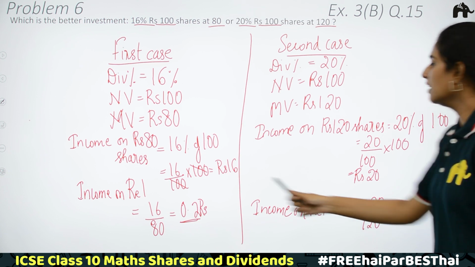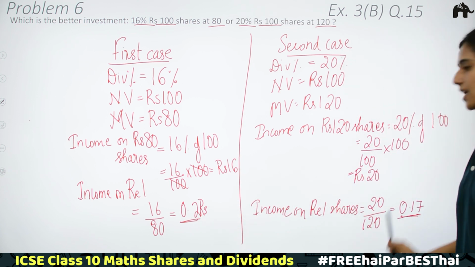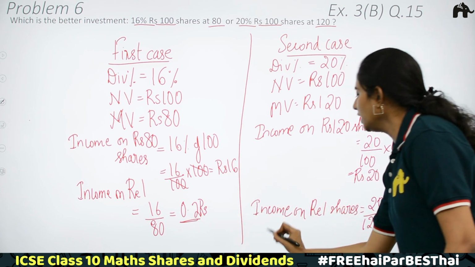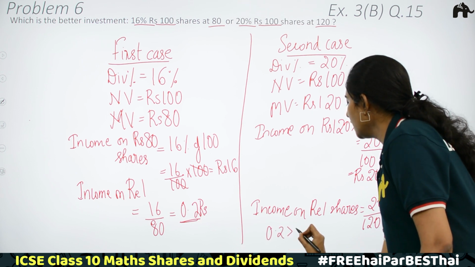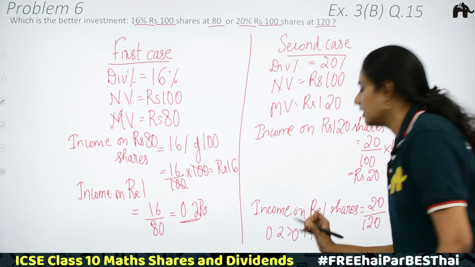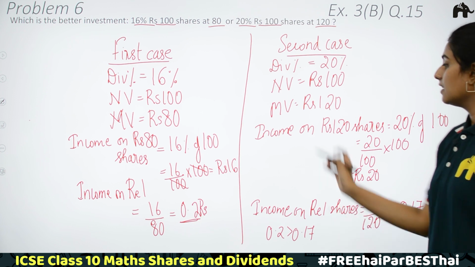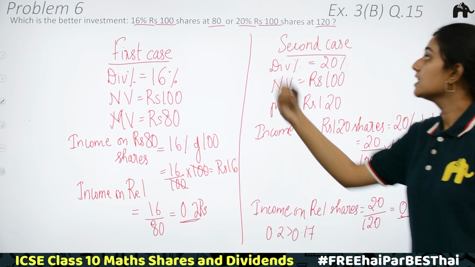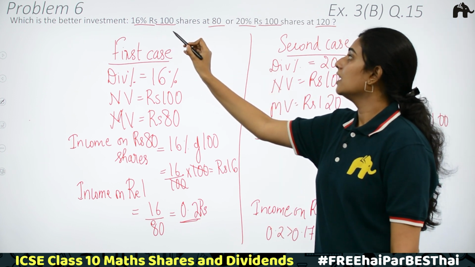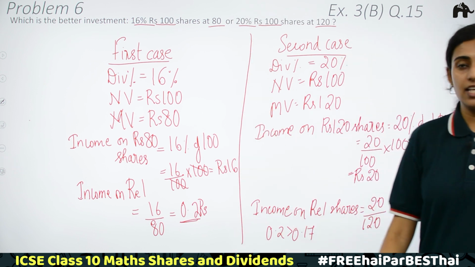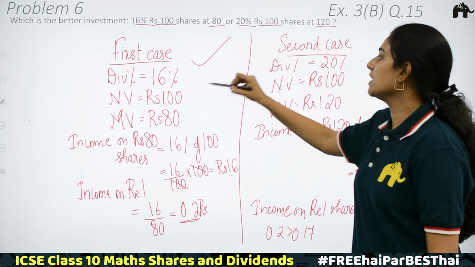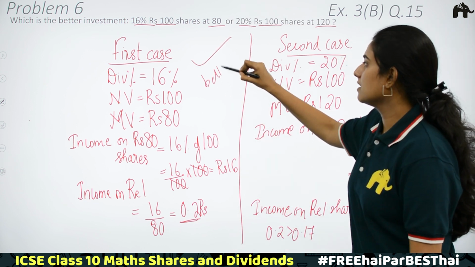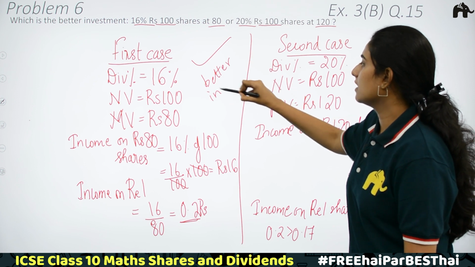Then which is the better investment? It is clear, right? 0.2 and 0.17. Which is greater? 0.2 greater than 0.17. Which means first case, that is 16% rupees 100 shares at 80 is the better investment. Clear? This is the better investment.